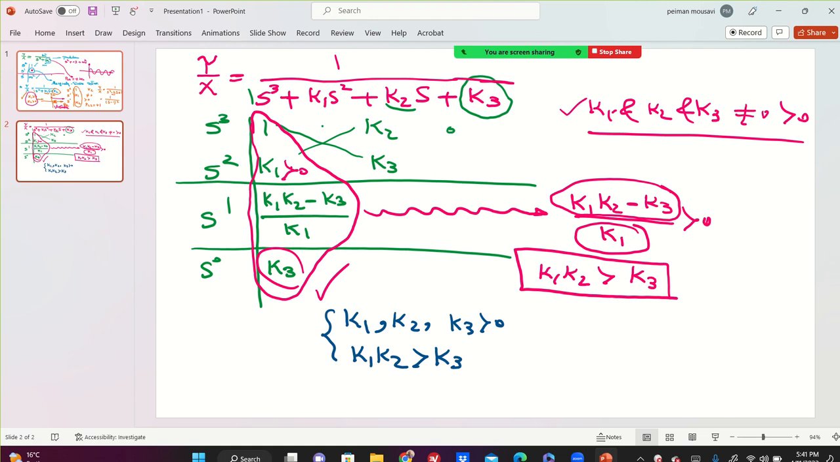Okay. Let us select some numbers. Let us say K1 is 1, K2 is 4, and K3 is 2. So first condition satisfied. Second condition, K1, K2 is 4, greater than 2. Bingo. Let's go to the MATLAB.